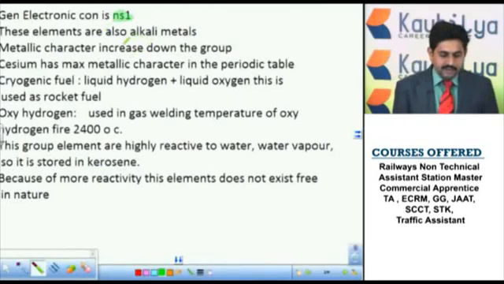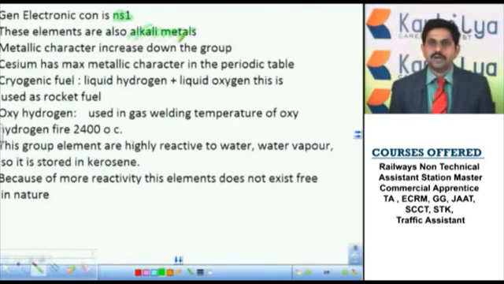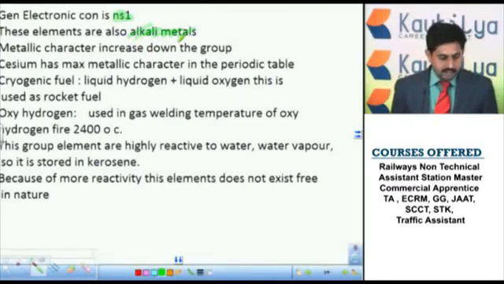The first group elements are called alkali metals. Why are they called alkali metals? Because most of these metals, when dissolved in water, form basic solutions, so they are called alkali metals.